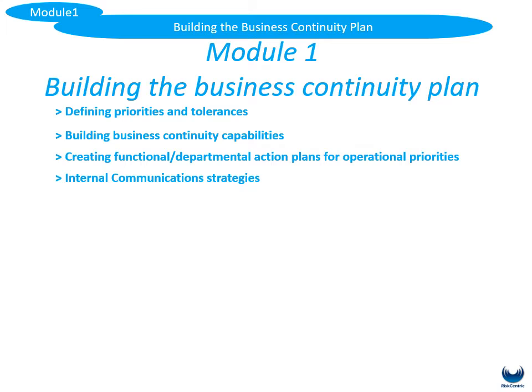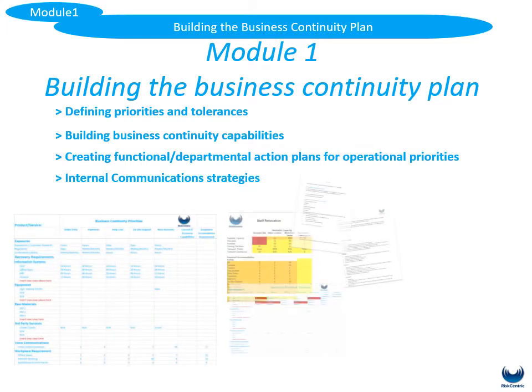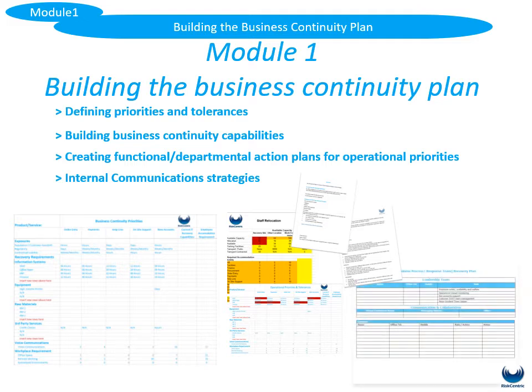We are now going to start the process of creating a business continuity plan for your organization. Each stage has one or more document templates associated with it, and they will help you to capture the necessary information to build your plan. And as we go through each topic, we'll be showing you worked examples of each activity. The topics we'll be covering in this module are defining priorities and tolerances, building core business continuity capabilities including information technology and workplace recovery, creating functional and departmental action plans for the recovery management of operational priorities, and developing communication strategies.